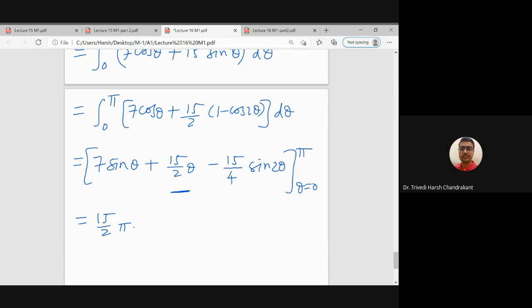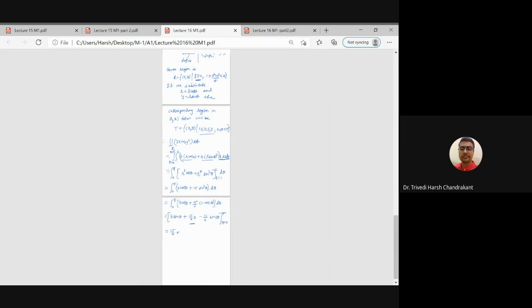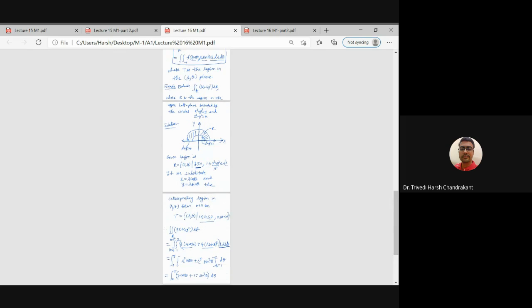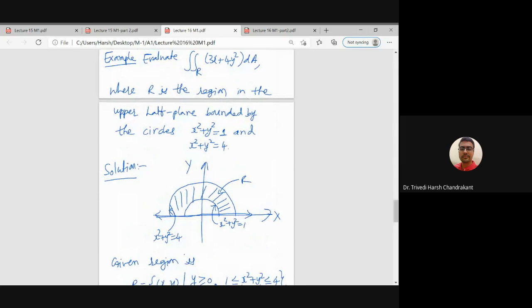So this is one of the examples in terms of polar coordinates. So change of variable from xy to polar coordinates r theta using the Jacobian, finding the limits in r and theta. And the reason why we are doing this is because our region is a circular region, right? So that is the reason why we are applying polar coordinates here.